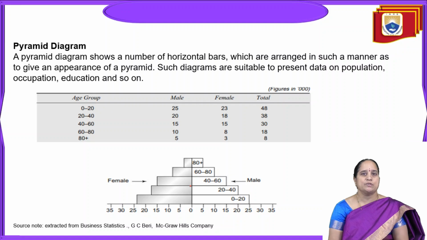The pyramid diagram shows a number of horizontal bars which are arranged in such a manner as to give an appearance of a pyramid. So such diagrams are suitable to present data on population, occupation, education and so on.